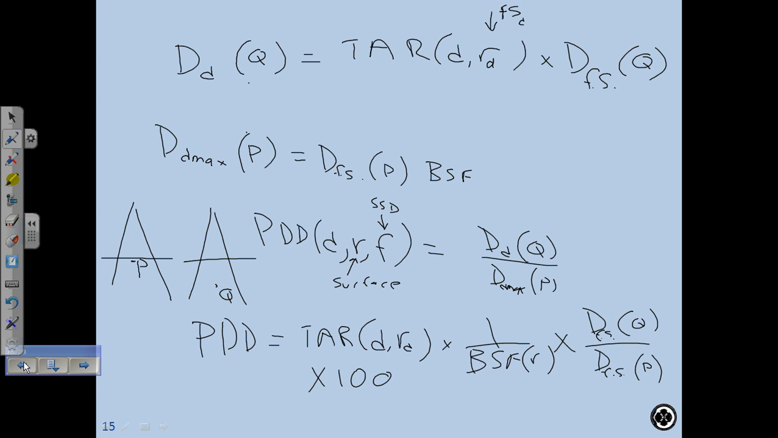The times 100 is because it's a percentage. They started with percentage, and I guess they thought it was a good idea because percentage is intuitive. But after the PDD, all the other dose functions that followed were always ratios, because why carry this 100 everywhere and then get rid of it when calculating monitor units? So they stopped using 100, but PDD, because of tradition, is still a percentage. That's how we derive the conversion between TAR and PDD.